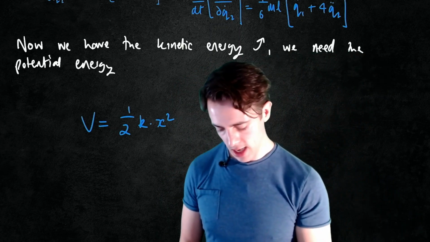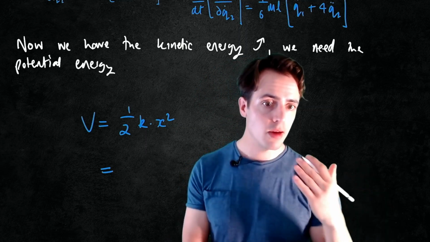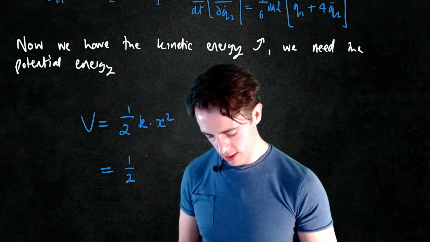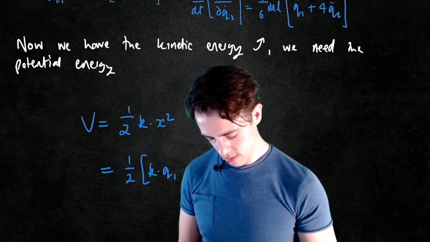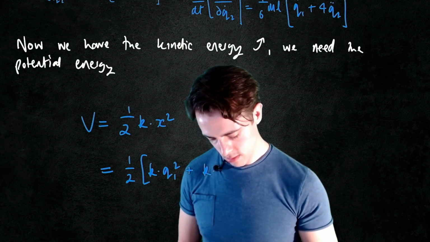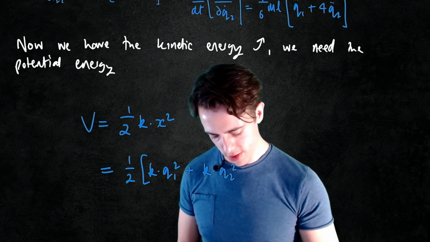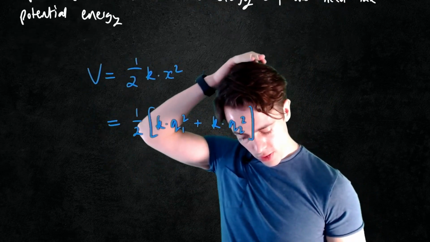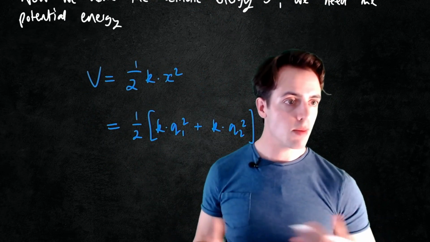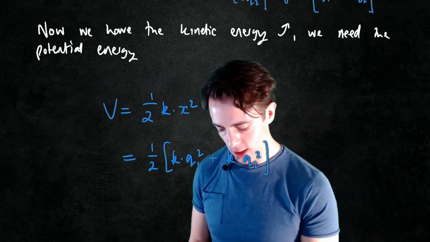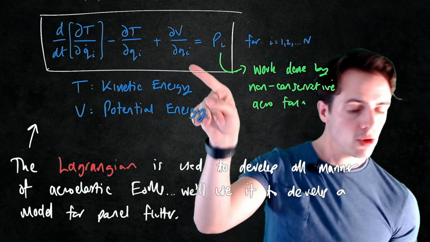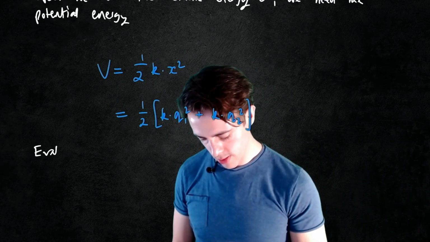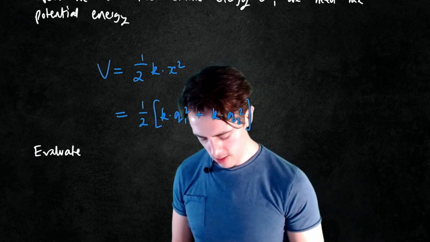So for our problem here, that's just equal to the sum of k multiplied by q1 squared plus k multiplied by q2 squared, all multiplied by a half. Could have also taken the k outside of the brackets there, but there we go. We also now need, we don't just want V, we want dV by dq1 and dq2. Just going back to the Lagrangian, we need dV by dq here. So we need to evaluate the terms required for the Lagrangian.